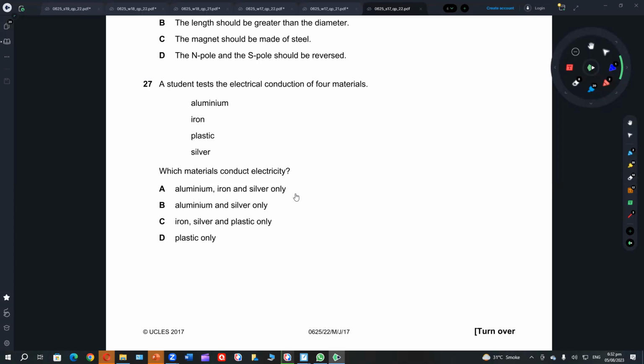It's an easy question. Except plastic, all will conduct. Plastic is an insulator. Except plastic, all will conduct. Right. So what option should I select? A. Yes.